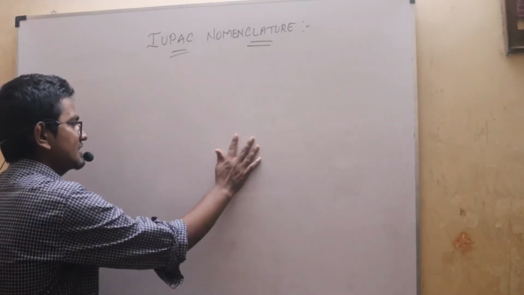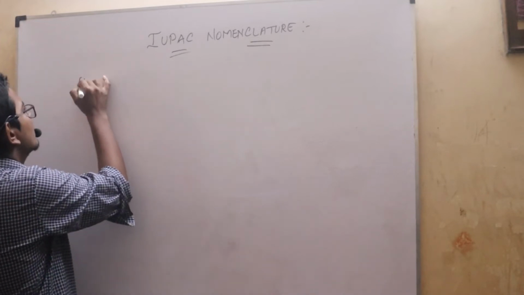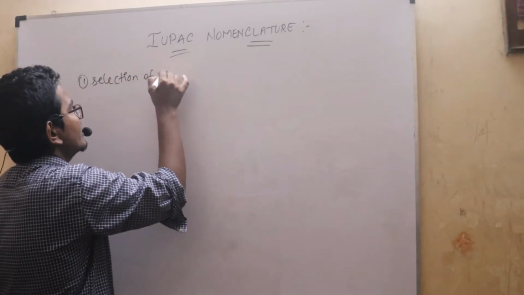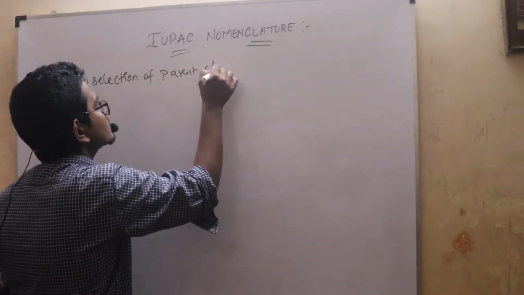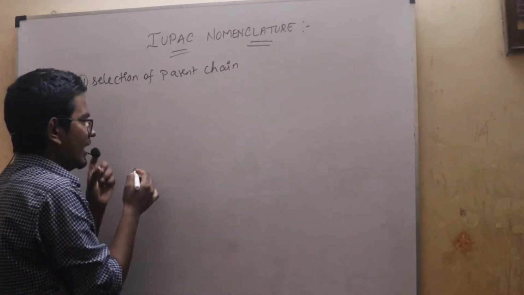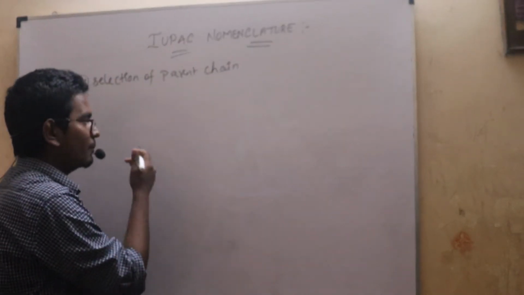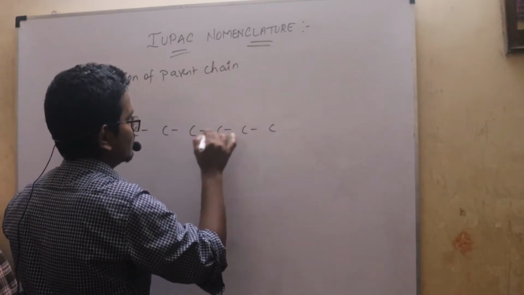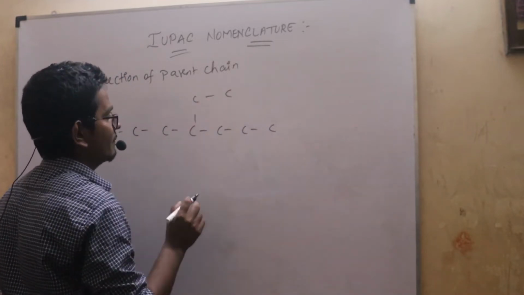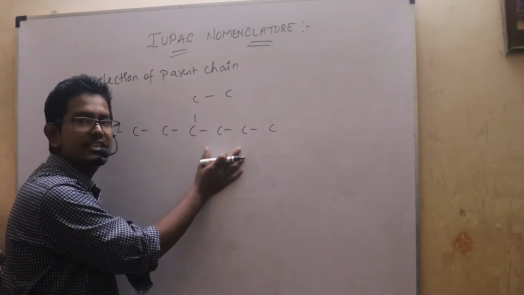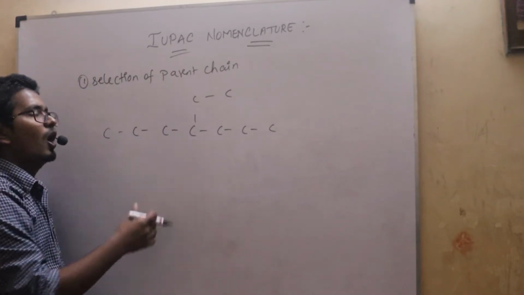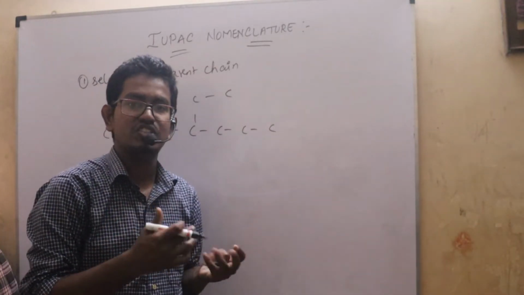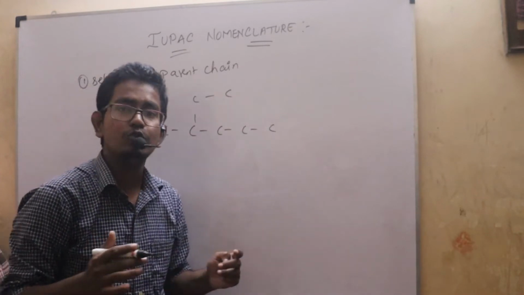I am starting with the first example. What is the first step? Selection of the parent chain. You can see here, I am taking a compound, which is a complex compound. So how do we select a parent chain in this compound?